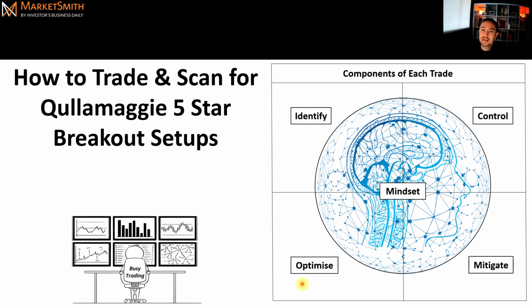And then number four is how do you go about optimizing the profits using moving averages as trailing stops? And I'll show you a couple of my own data research projects as well.